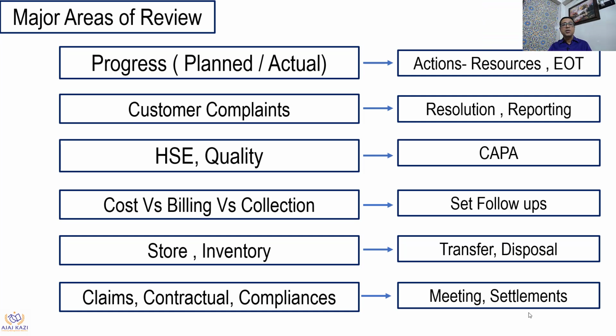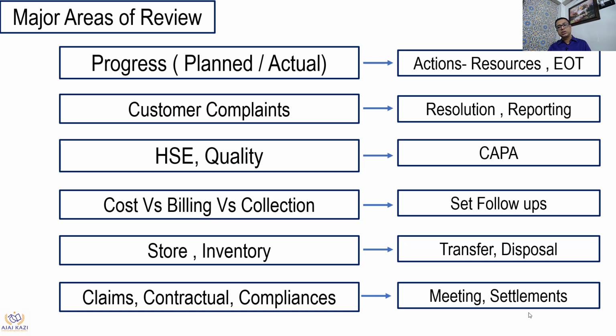We need to do progress: what was planned, what is actual, and then we can get a lot of actions, either to get more resources or to go to the customer and get an extension of time. There are customer complaints you need to resolve, and again report. Most of the time we resolve but we don't report. There are HSE and quality related issues which might come up. We should have first of all corrective and obviously preventive actions so that it doesn't come up in future.